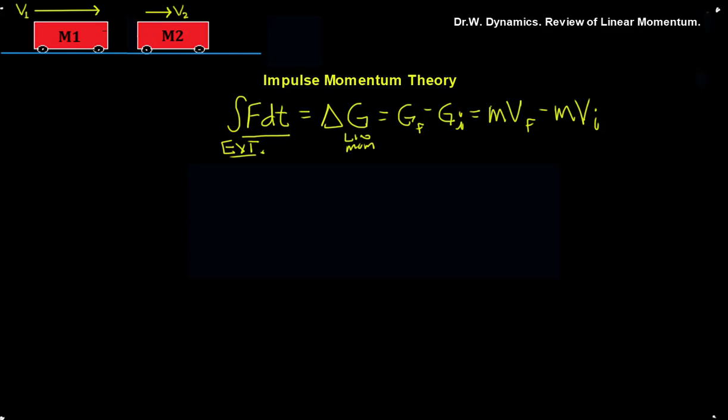When these two wagons reach each other and collide, there will be internal forces, where the wagon in the back will exert a force on the one in the front. We'll call that F1 onto 2. And the wagon in the front will exert a counter force of F2 onto 1. And Newton's third law tells us that these will be equal and opposite action-reaction pairs.